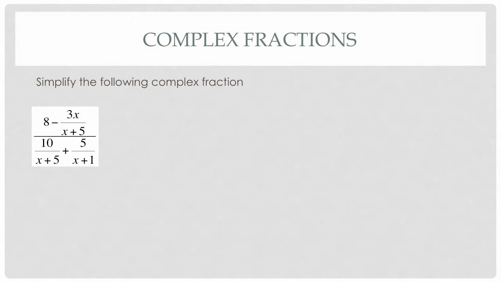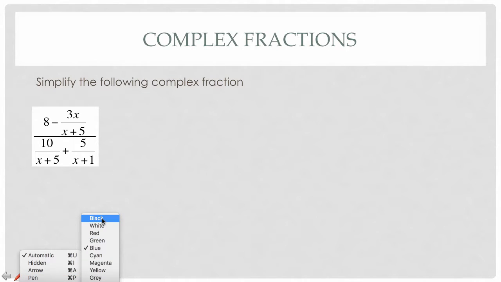So we've got 8 minus 3x over x plus 5, divided by 10 divided by x plus 5, plus 5 over x plus 1. And we want to simplify it. Remember, my goal is to get a polynomial in the numerator, so no fractions up here, and a polynomial in the denominator, no fractions down there. All right, so how are we going to go about doing that?